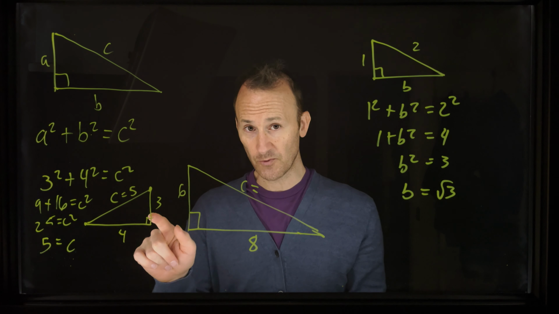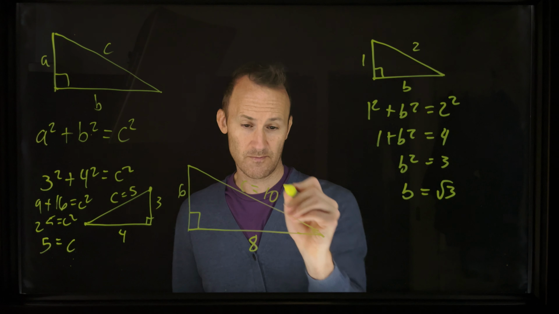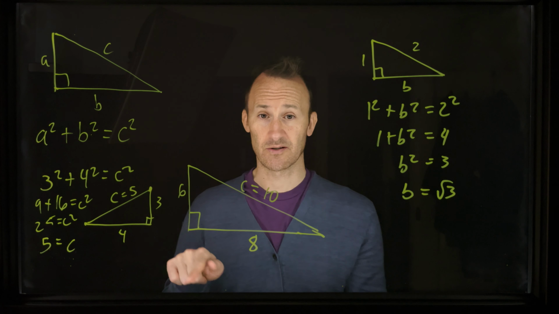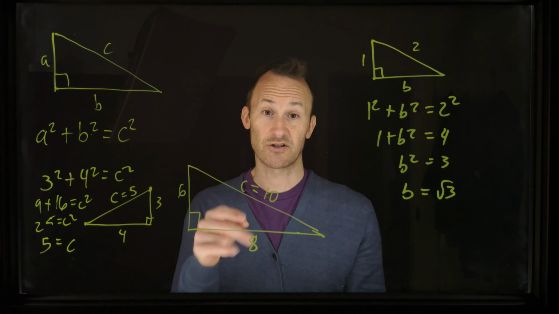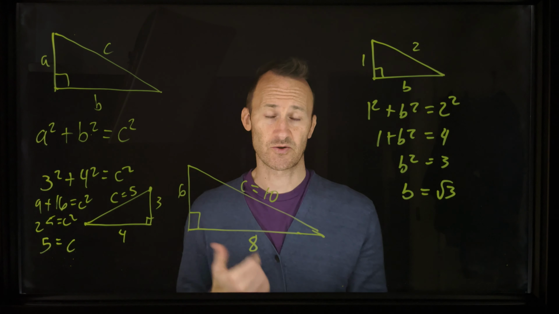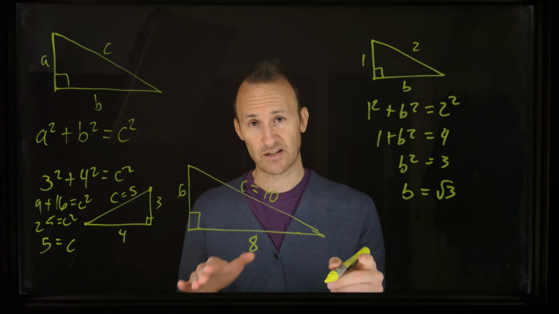So if you know that the smaller one is 3, 4, 5, then you know this one is 6, 8, 10. And you can actually use the Pythagorean theorem to check that. 6 squared plus 8 squared, that's 36 plus 64, which is 100, and 10 squared is 100. So the Pythagorean theorem is like a safeguard, it checks out.